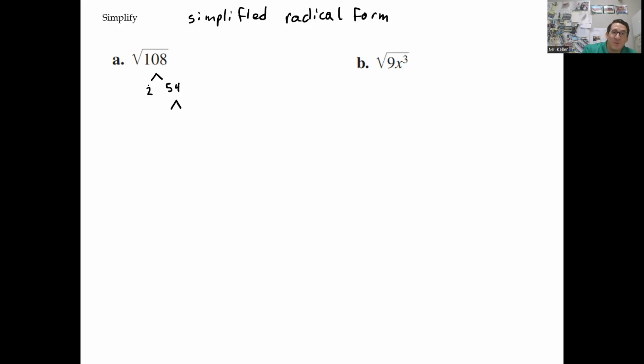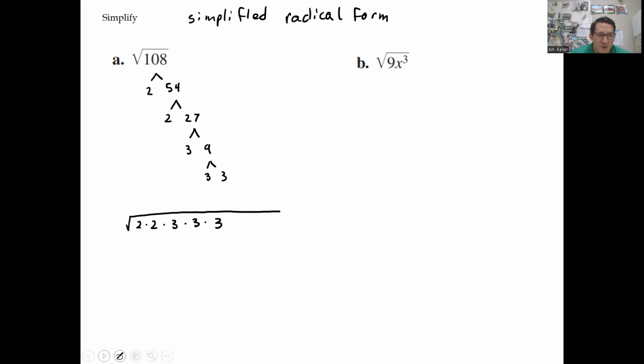54, I'm going to keep going. 2 is prime, so I'm going to keep going. 54 is 2 and 27. 27 is 3 times 9. 9 is 3 times 3. So I have all these radicals. I'm going to put them back underneath here. So 2 times 2 times 3 times 3 times 3.